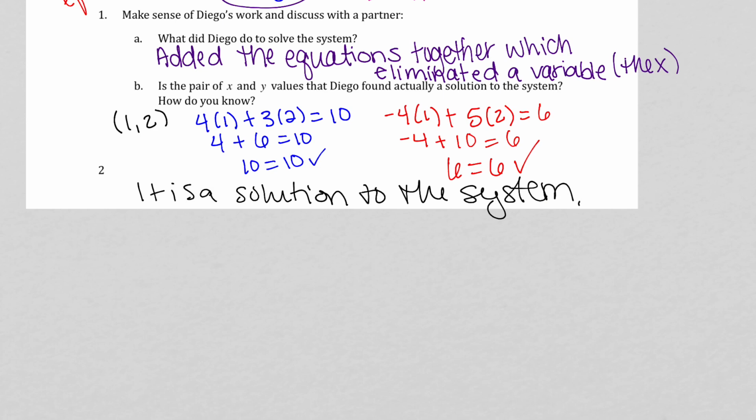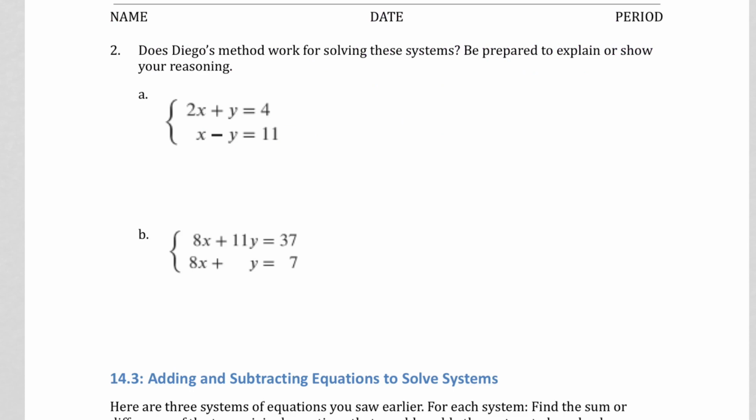All right, go to the next page when you're ready. All right, so does Diego's method work for solving these systems?